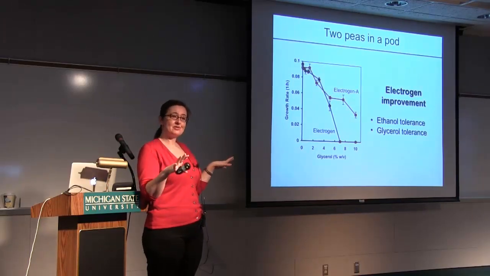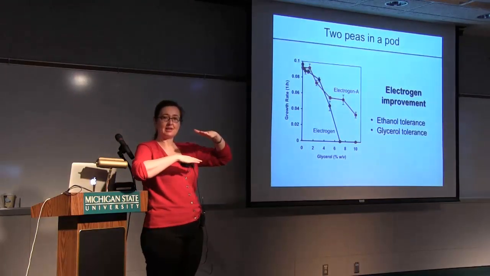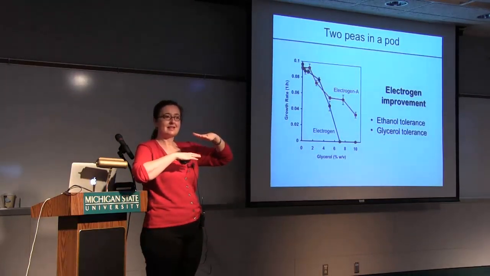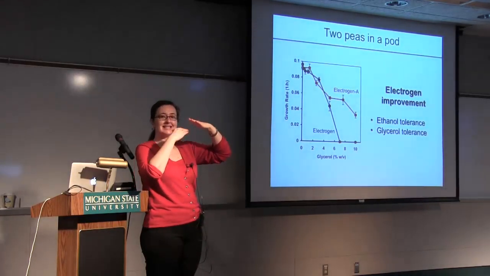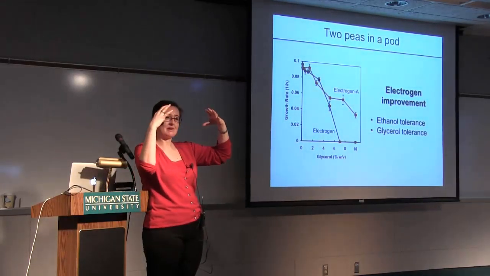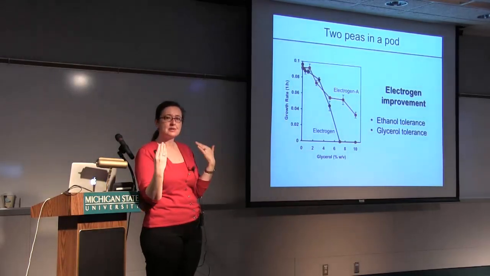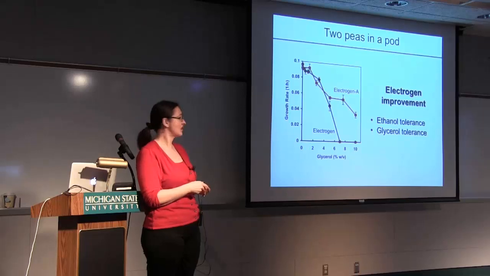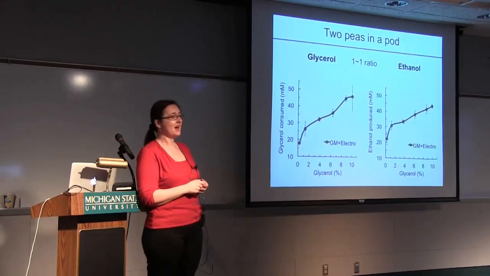Something else that I'm not going to show you the data for is that once we grow it as this biofilm on the electrode, its resistance goes through the roof, because it has all these layers, like a cement surrounding the cells, so it's even more resistant to glycerol. So we had two superb strains ready to work together. So when we put them together, this is what happened.